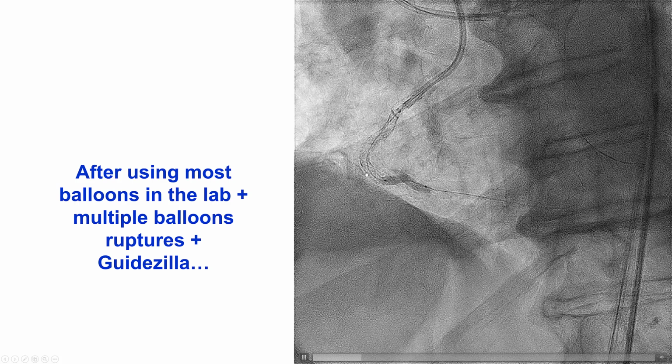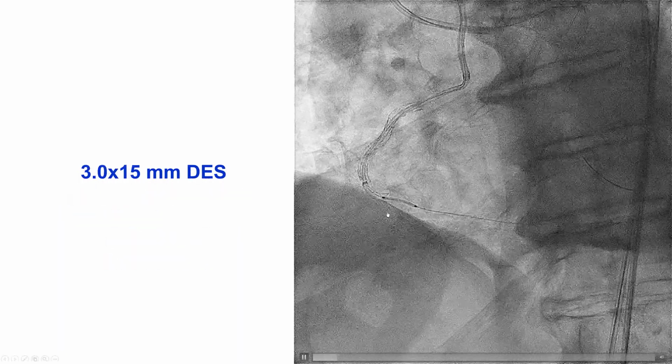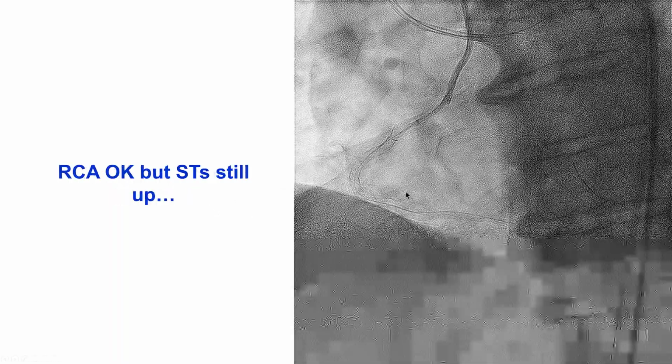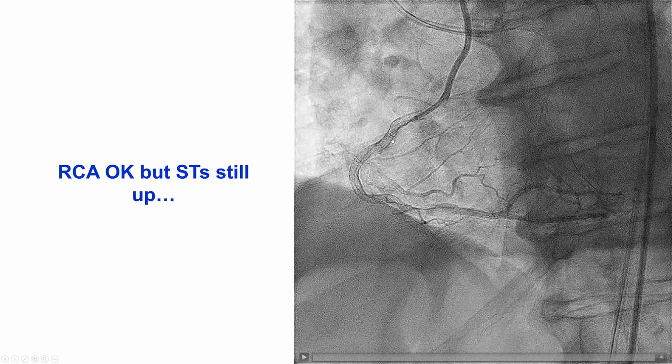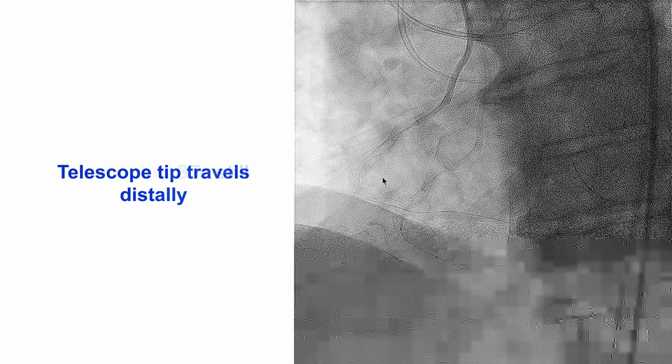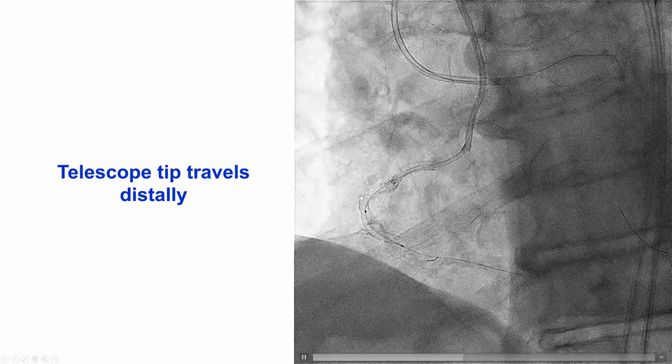And after finally using multiple balloons, many of which ruptured, we were able, using a Godzilla guide extension, to advance a balloon and a stent down to the distal right coronary artery. This is a 3 by 15 millimeter stent. And that helped actually restore the flow. But now we have the same problem here. We have the fractured tip of the guide extension.